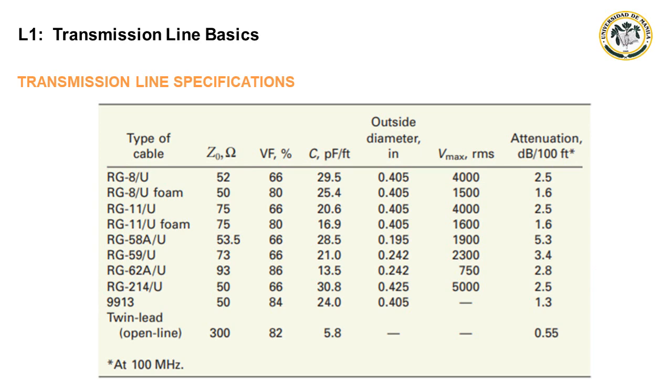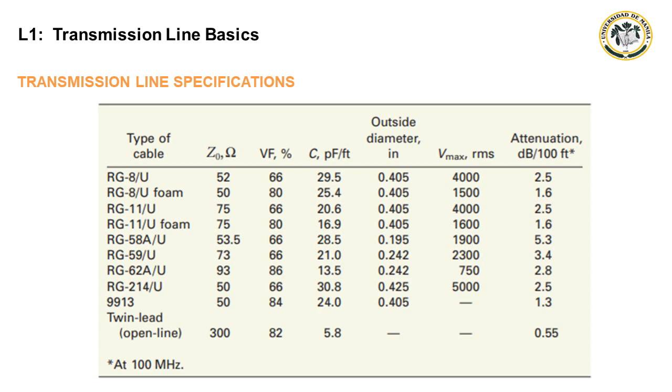This table summarizes the specifications of several popular types of coaxial cable. Many coaxial cables are designated by an alphanumeric code beginning with the letters RG or a manufacturer's part number. The primary specifications are characteristic impedance and attenuation. Other important specifications are maximum breakdown voltage rating, capacitance per foot, velocity factor, and outside diameter in inches.